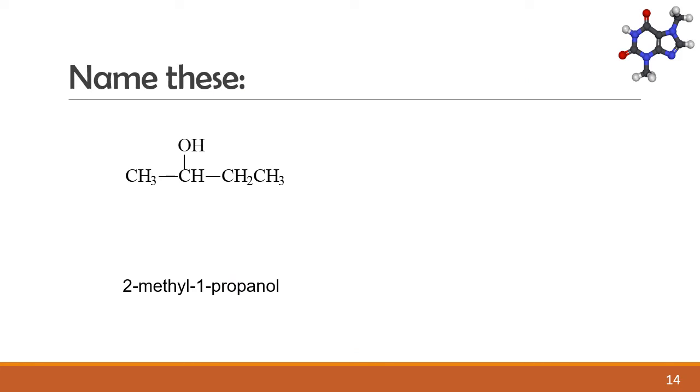Now let's practice naming and drawing simple alcohols. Naming alcohols is similar to naming hydrocarbons. First, we must find the LCC. Since this is an alcohol, the hydroxyl group must be part of the LCC. This compound has 1, 2, 3, 4 carbons. A 4-carbon alkane is called butane. To name the alcohol, we simply remove the E and replace it with OL. So this alcohol is butanol.